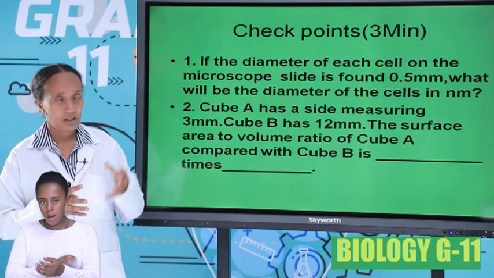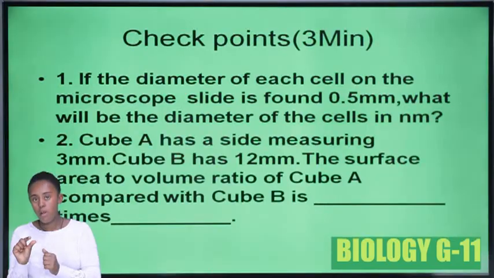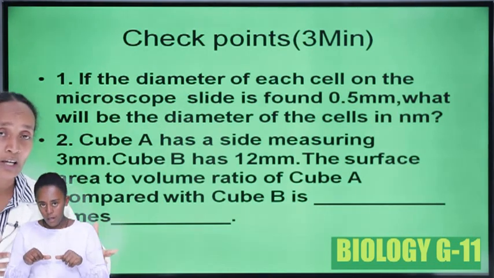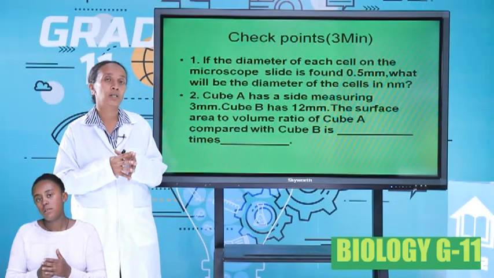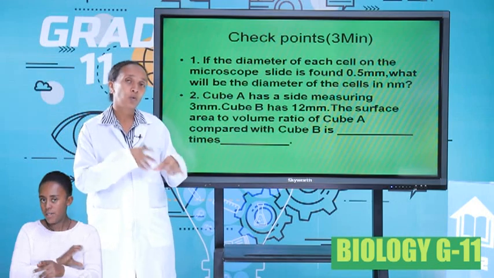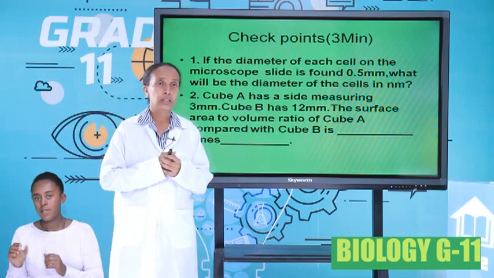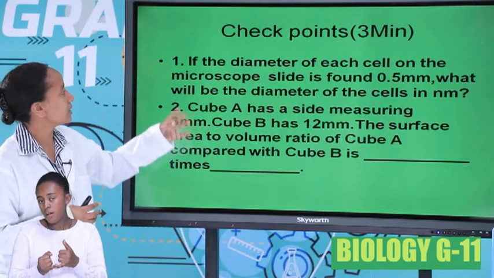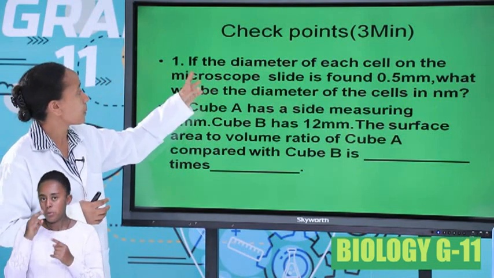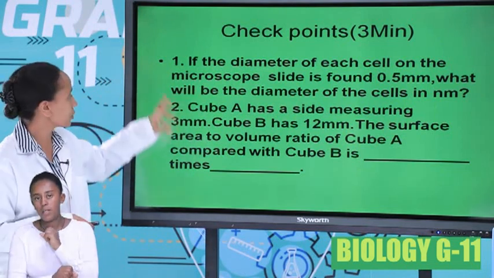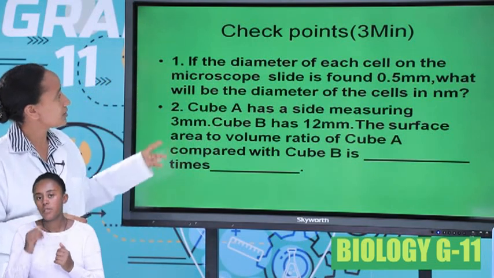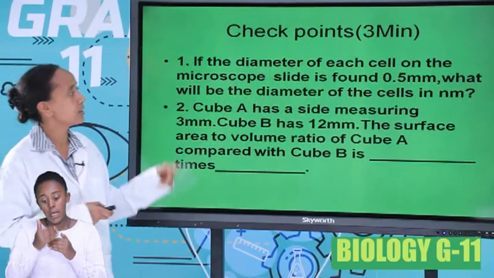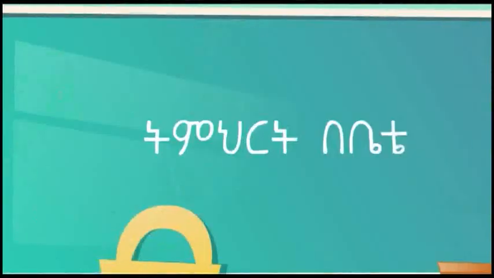As we said, cells with a large surface area to volume ratio can provide all the necessary processes for cells as compared with cells of large size. And finally, we are going to see some questions based on our discussion. We have 2 questions. These questions can be your homework, and next time we will see the answers.